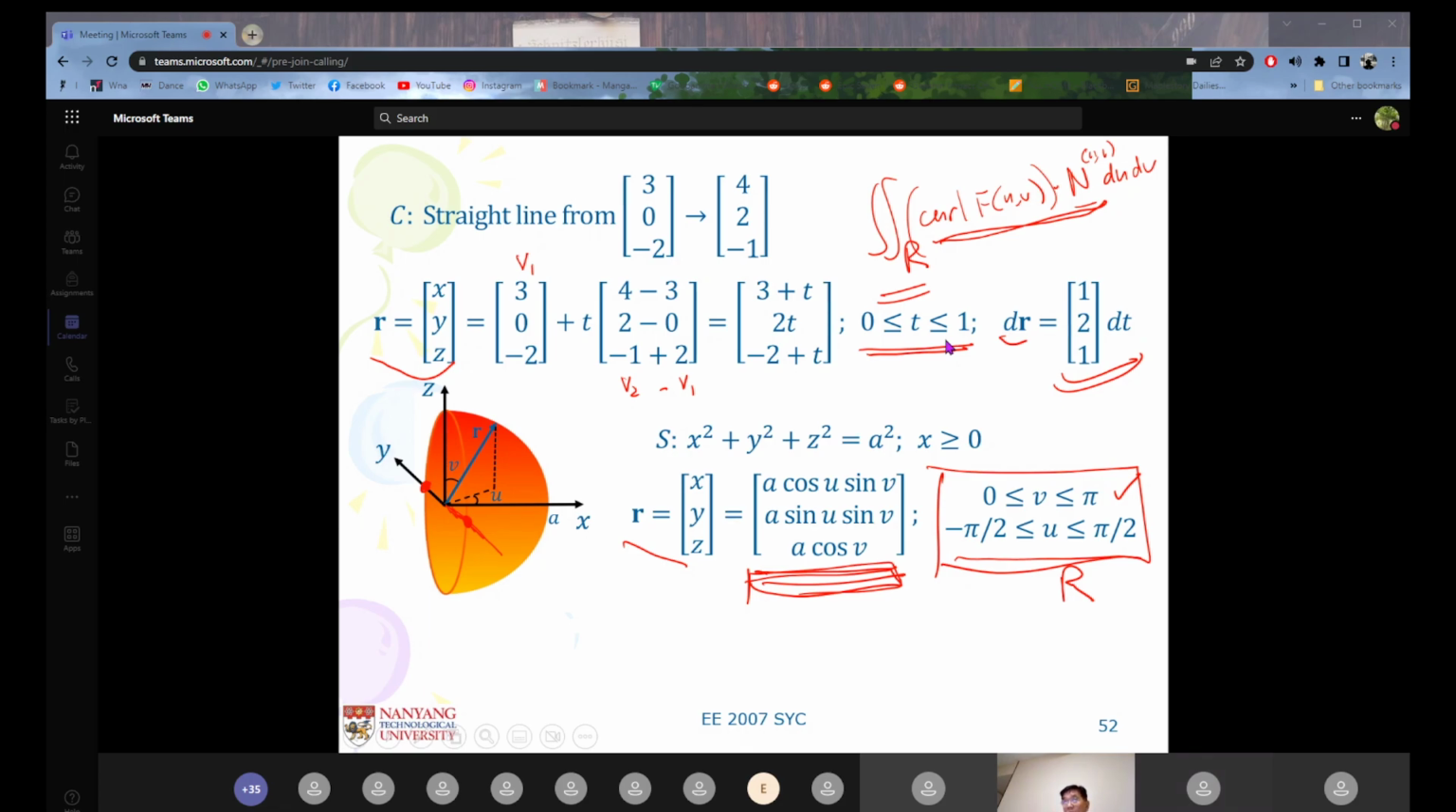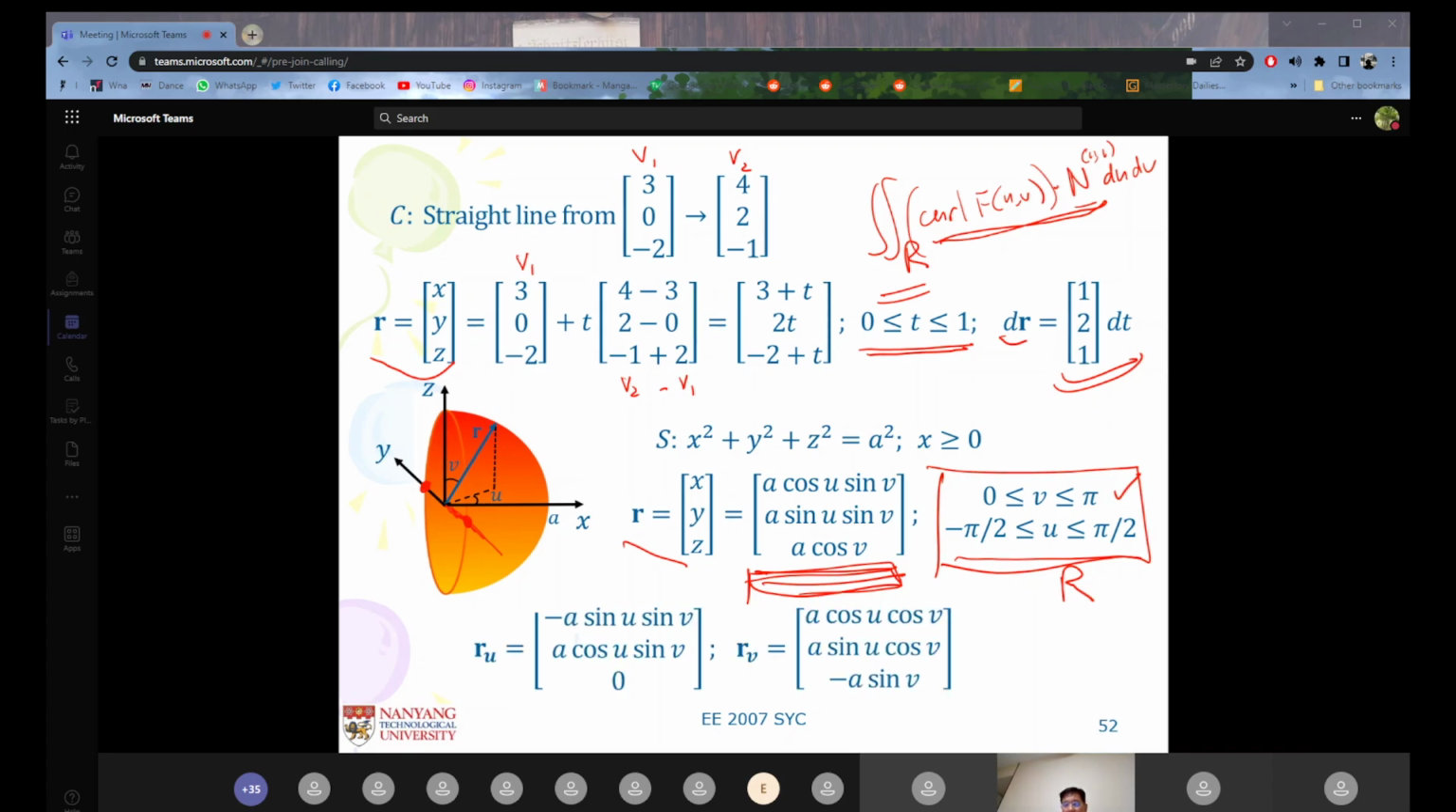I've explained that I don't know whether you attended my tutorial. This is one of the very powerful ways to generalize the parameterization of a straight line to go from the initial point V1 to the final point V2. I have specifically discussed this in the tutorials. This concept is the same as when I parameterize a straight line contour in the complex plane. Same concept.